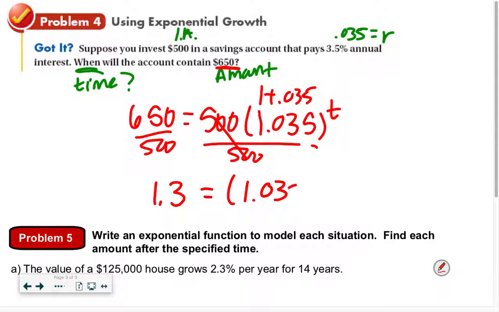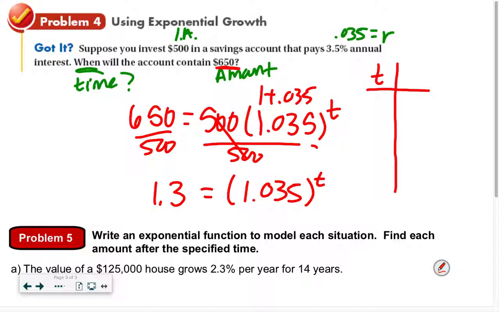How to get t by itself? The t, right? Guess what? By the end of this chapter, we're going to know how to do that. Right now, we don't. So, favorite thing ever, guess and check.